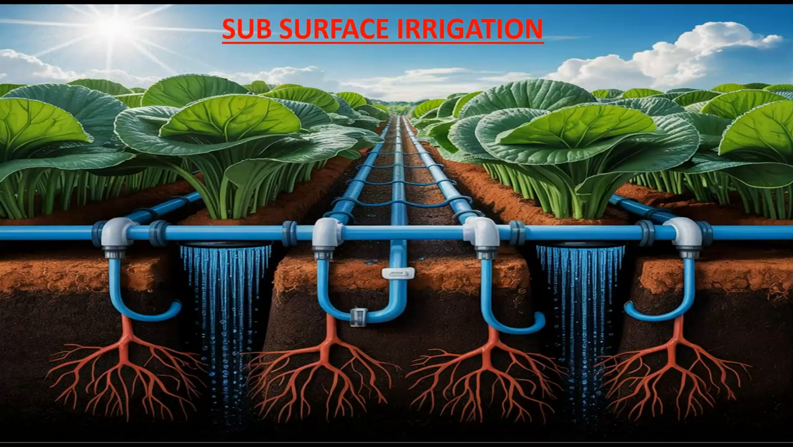What is subsurface irrigation? In the subsurface irrigation, you can see from the figure, the water is applied directly to the root zone, and this connection is below the ground surface.